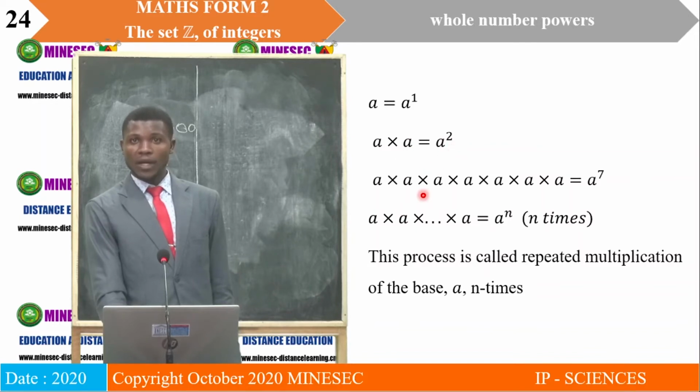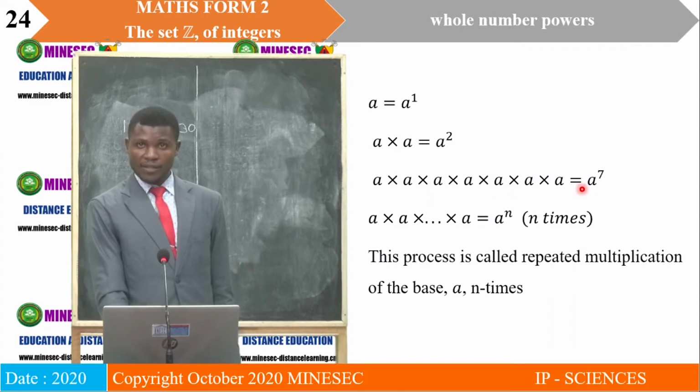Now if we go down and write a times a times a times a, 7 of these a's, it will give us a to the power 7. But if we write a times a times a n times, it means we can write it as a to the power n. This process of multiplying the base by itself many times, we call repeated multiplication of the base. Since our base here was a, it is multiplication of a n times.